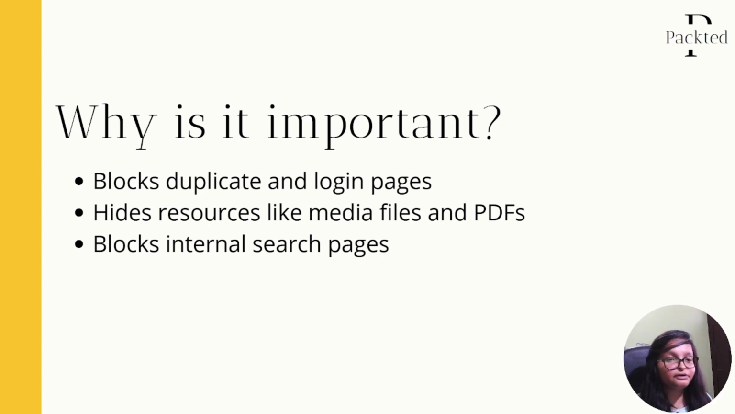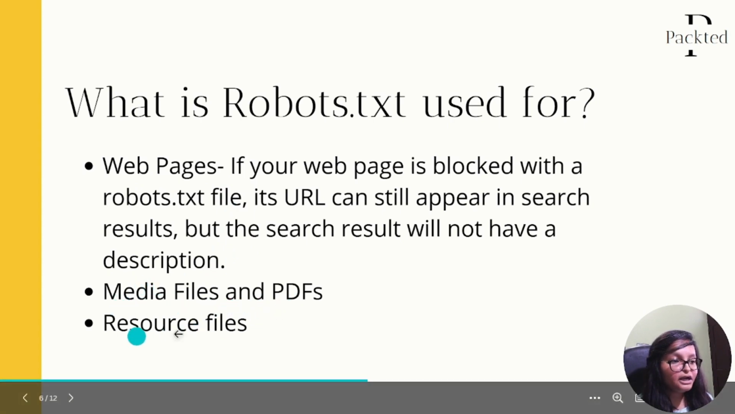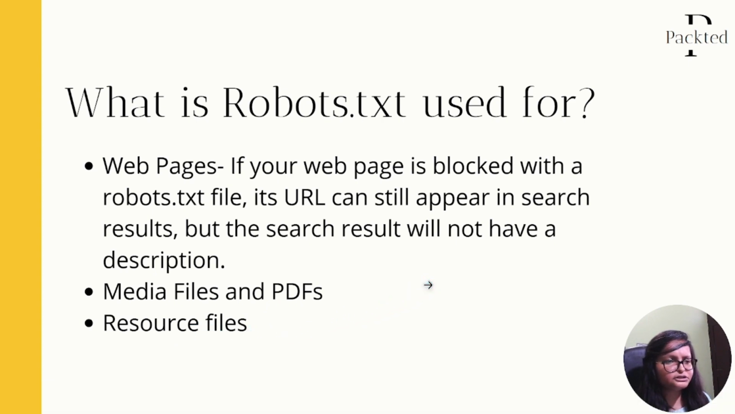Same goes with filter navigation in e-commerce sites. You don't want crawlers to be confused in those and make loops and loops. So it is important that you block those pages in the robots.txt file. Next, we are talking about what robots.txt is used for. Like we have talked about before, web pages, media files, any kind of images, video, audio, and PDFs, and any other kind of resource file like maybe your JavaScript or CSS file.